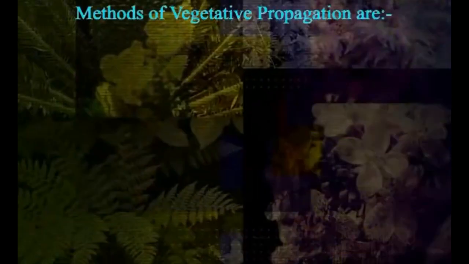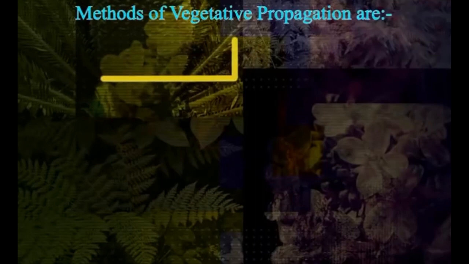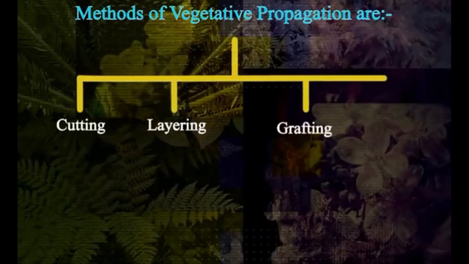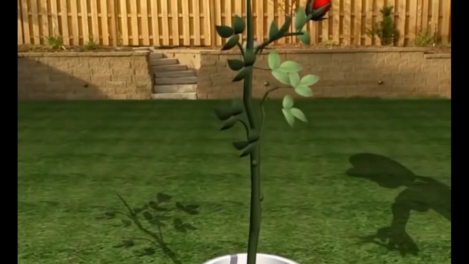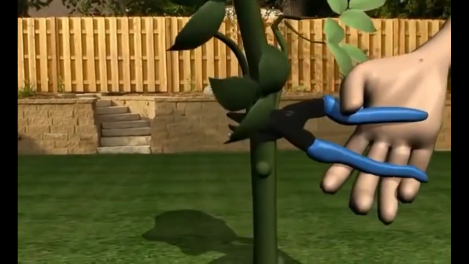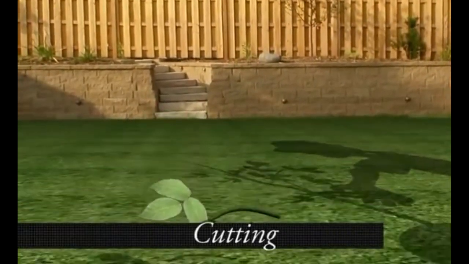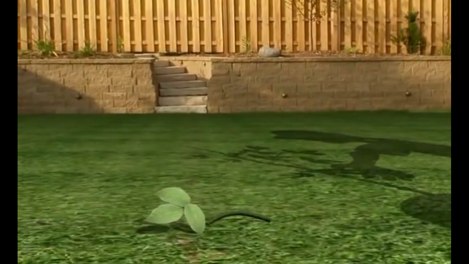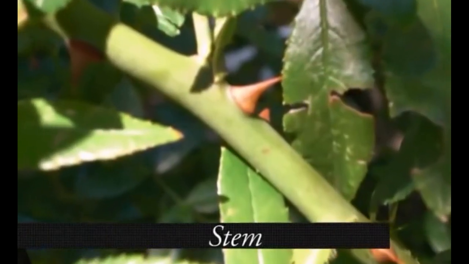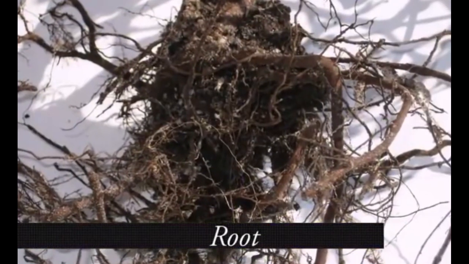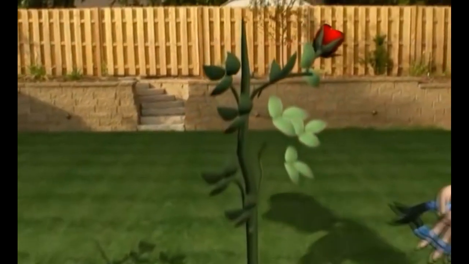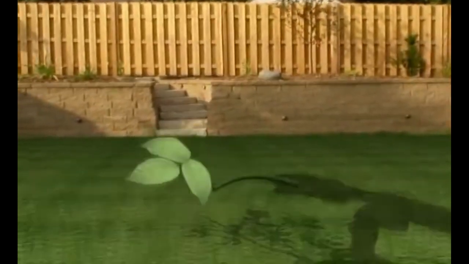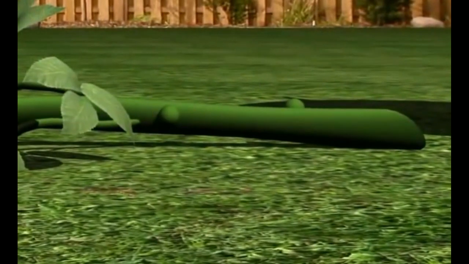Methods of vegetative propagation are cutting, layering, grafting, plant tissue culture. Cutting. A small vegetative part of a plant removed by making a cut with gardening scissors is called a cutting. A cutting may be a piece of stem, root, or even a leaf. While making a cut, care should be taken to see that there are some buds on it.